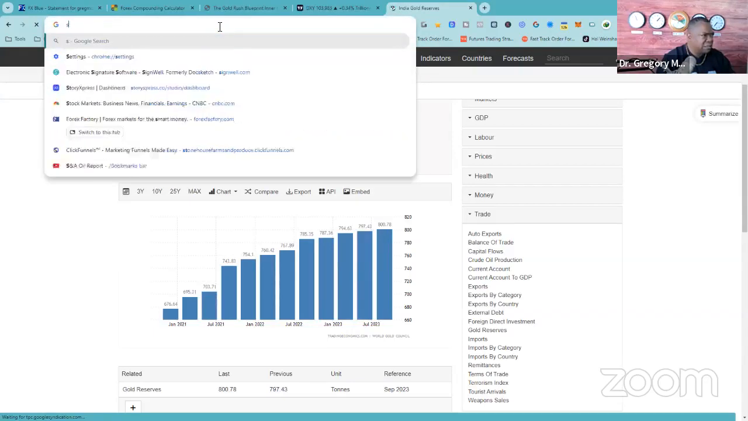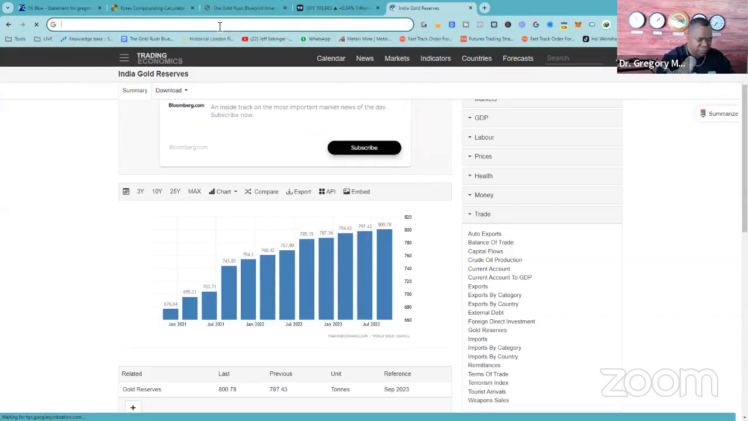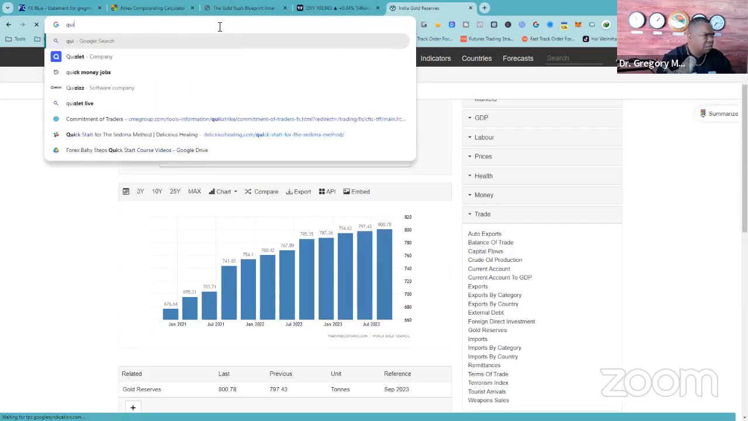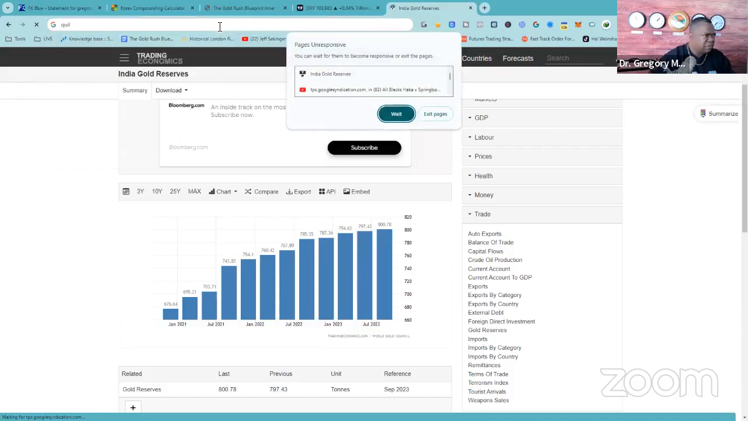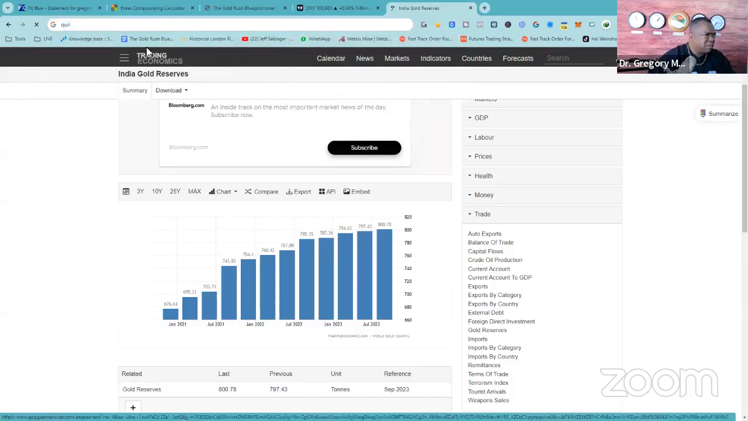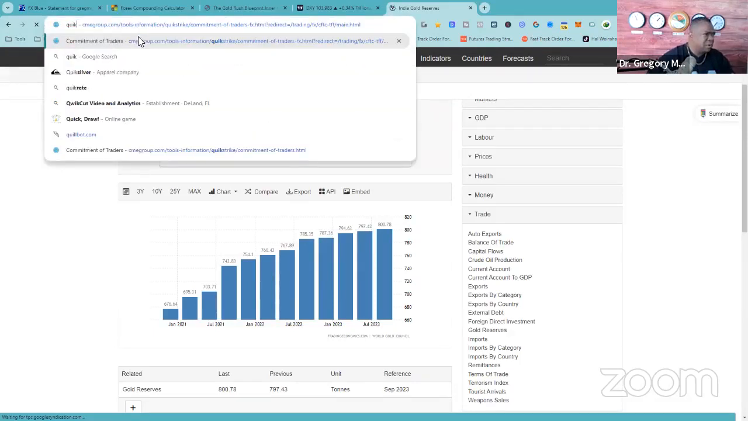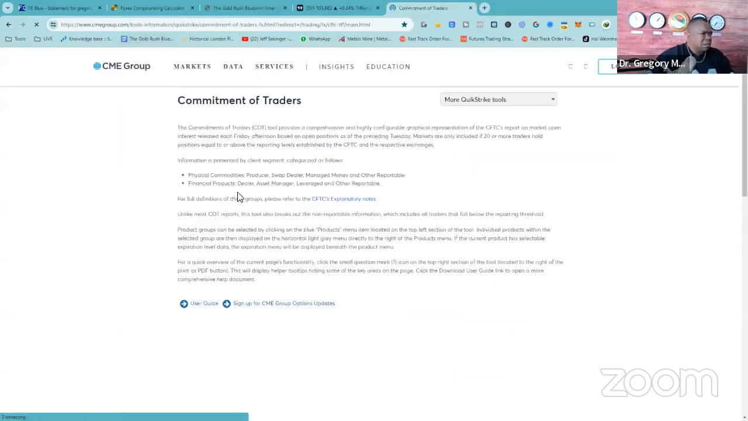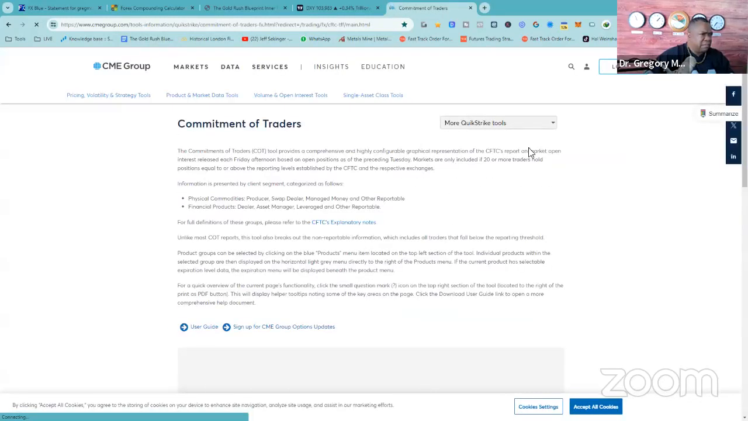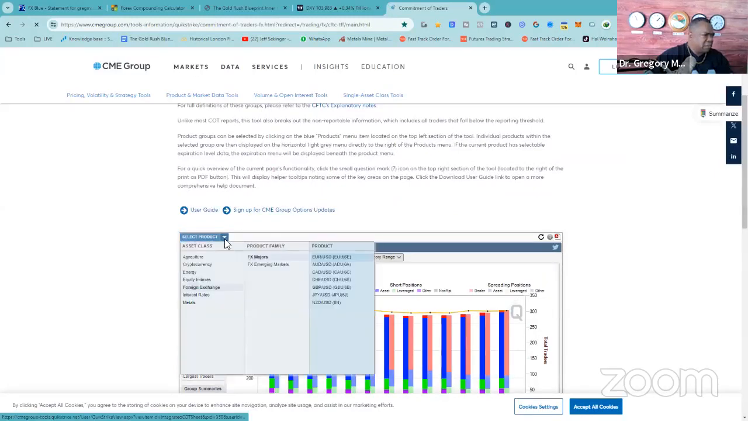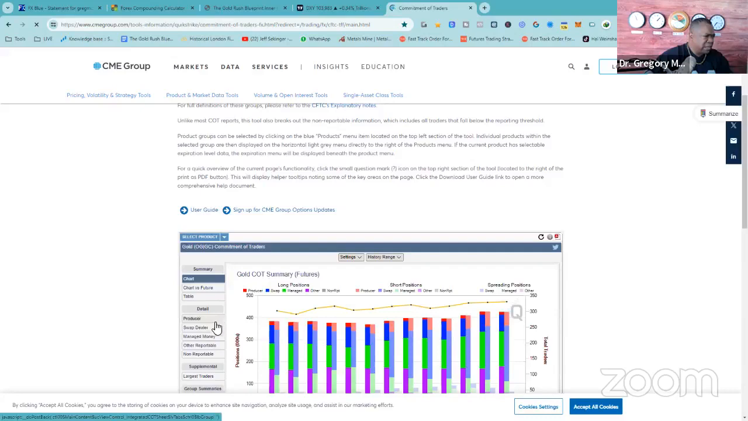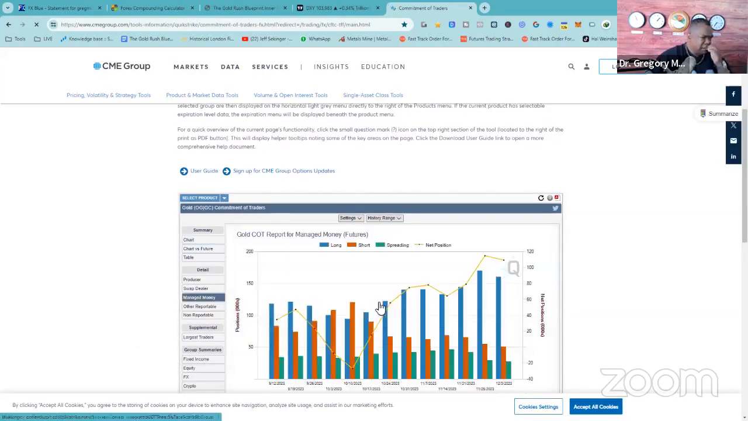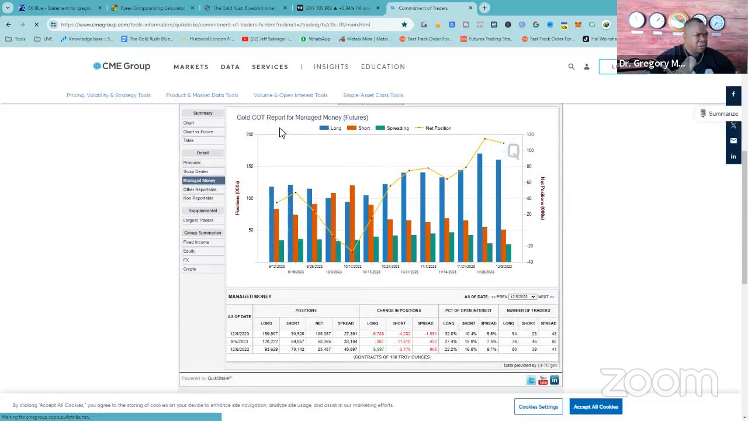As we even look at the CFTC report here on gold, right? Yeah, and then we can look at metals. We can look at the precious metals, and we can look at gold, right? This is the gold COT report.